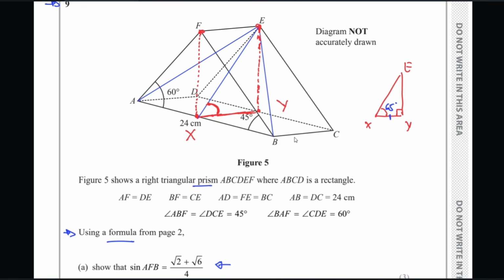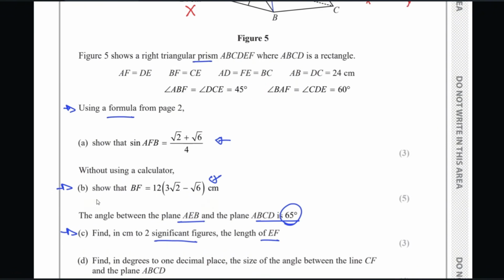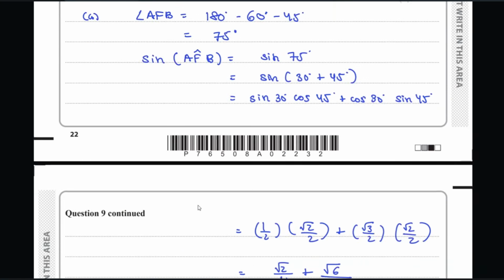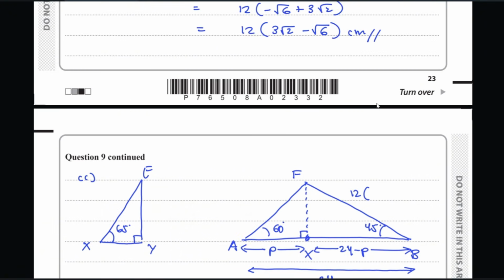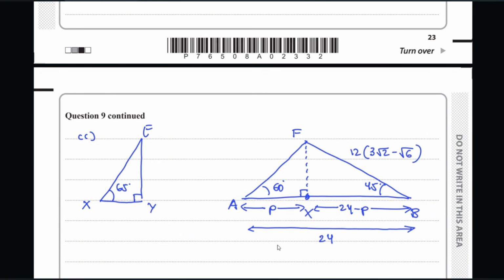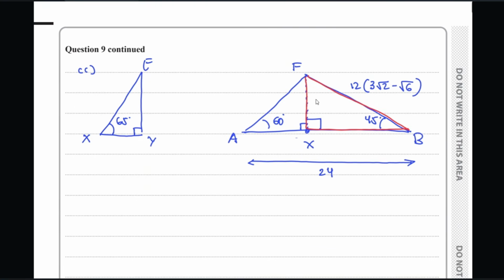So we already know the length of BF. We calculated the length BF in question B. It is 12 times (3 root 2 minus root 6). So we don't even need the 24 centimeters anymore. We can just use this triangle FXB to find the length FX.